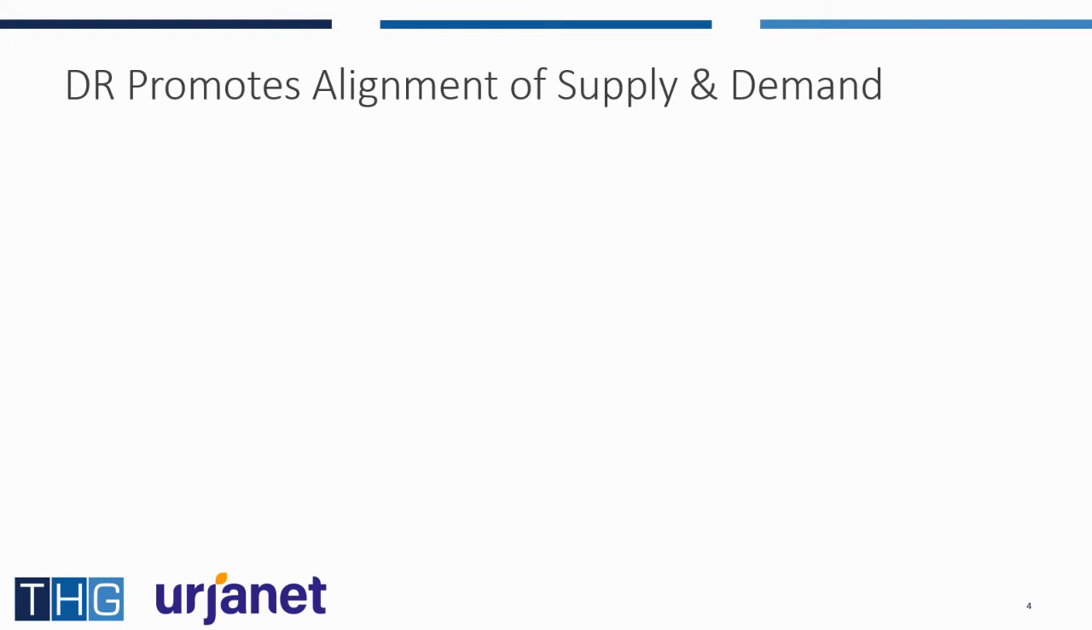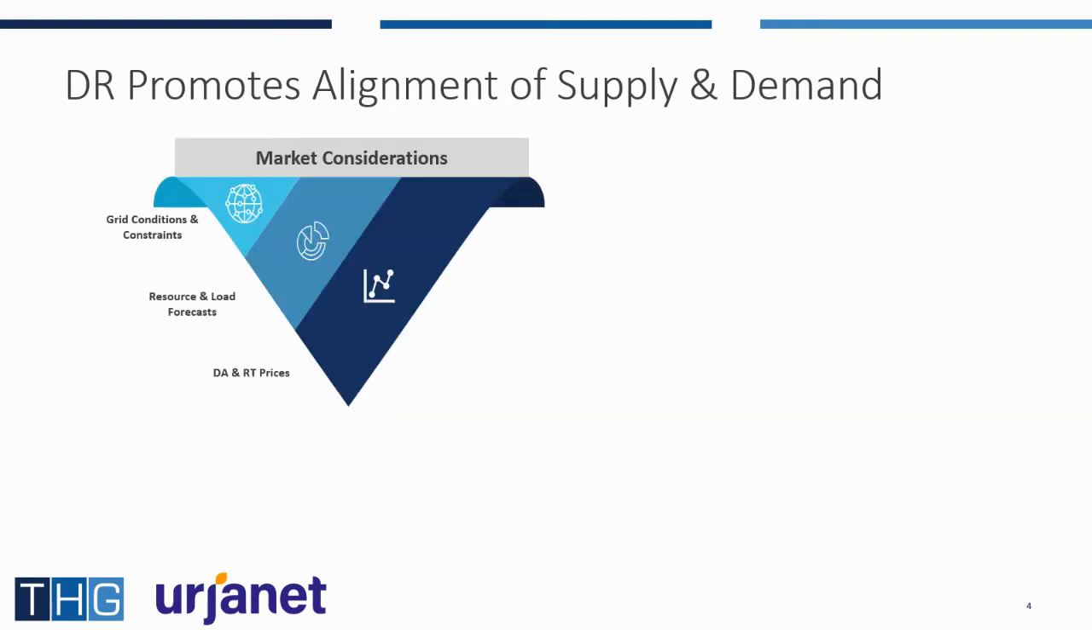Ultimately, demand response is a method to promote the alignment between supply and demand. There are important considerations on both sides. On the market side, you have things like grid conditions and constraints, resource and load forecasts, day ahead and real-time prices that serve as economic indicators.